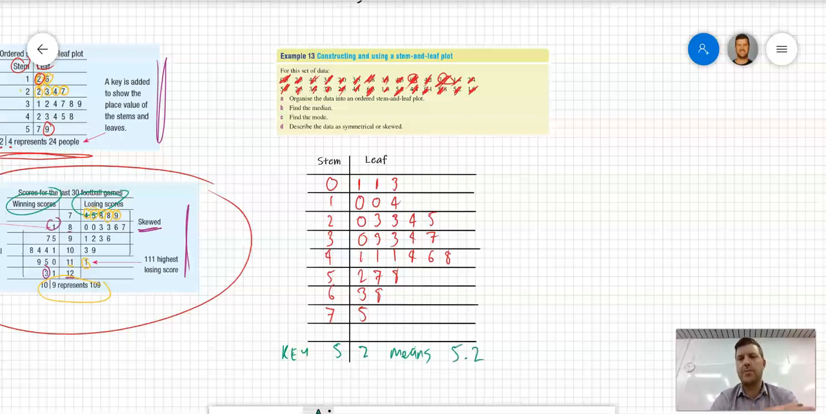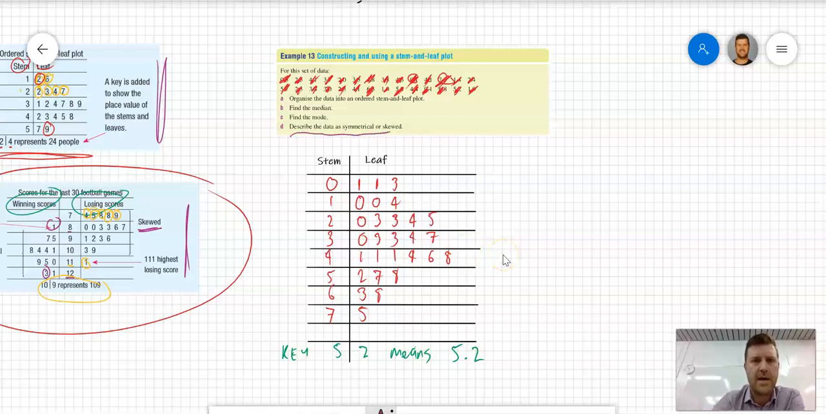So that's why it's really important that you actually put that key down the bottom so that people can read it accurately. It's not 52 in this case, it's 5.2. Now, one other thing you'll notice is that I've lined up my leaf numbers so that they sit on top of each other. So this is the first row, second row, third row, fourth row, fifth row, and sixth row there. The reason I've done that is I'm going to jump down to this last question here.